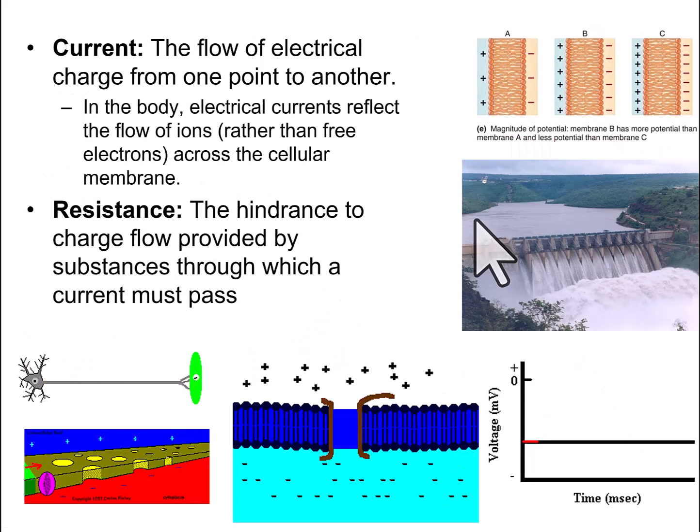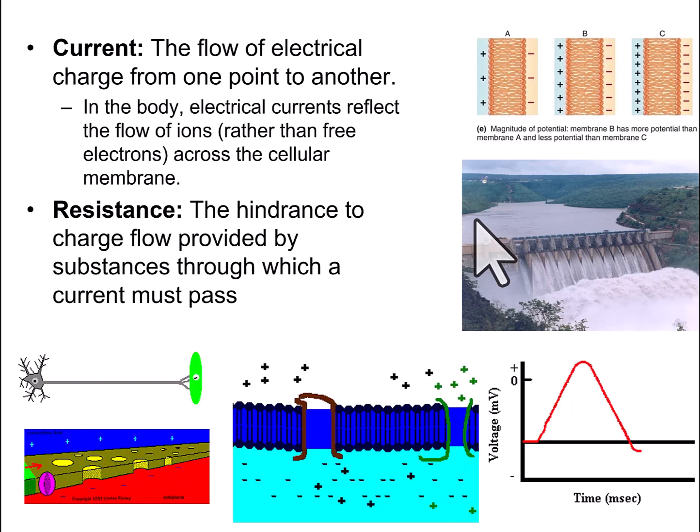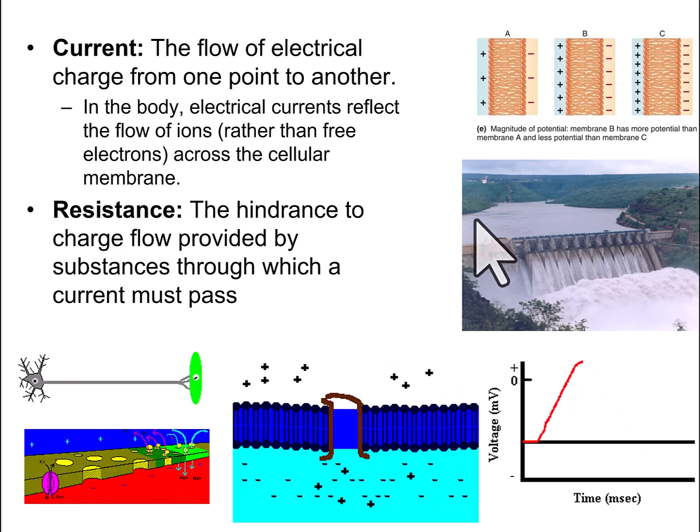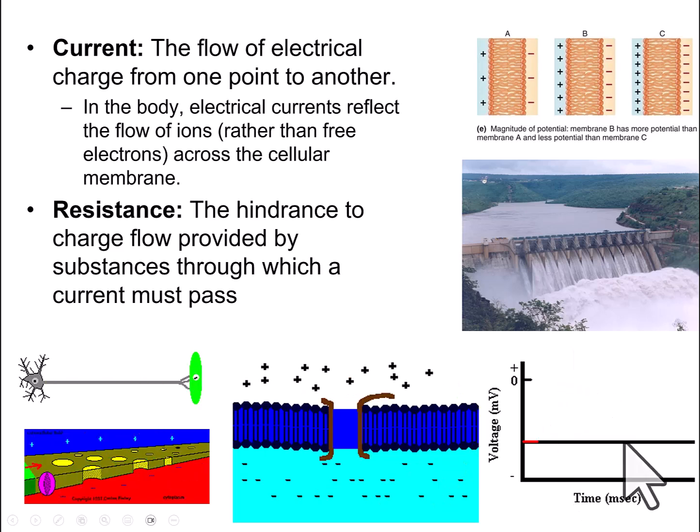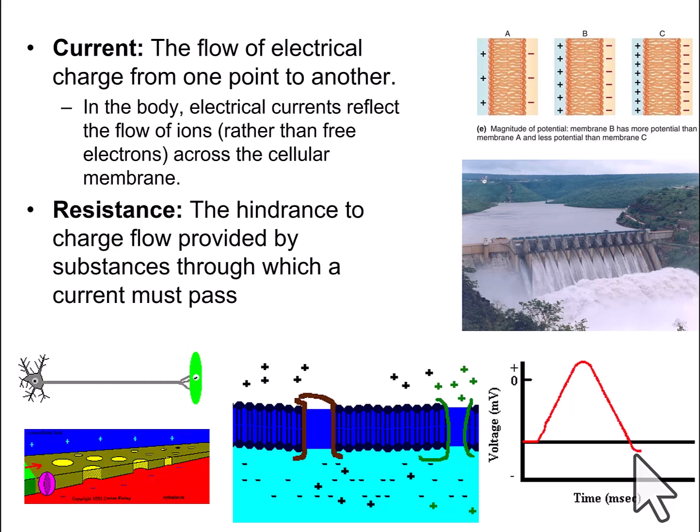Second term you need to know, current. This is the flow of electrical charge from one point to another. In electrical wires, we talk about electrons. In the body, electrical currents reflect the flow of ions rather than free electrons across a cellular membrane. As these ions flow through, here we have sodium flowing in and the potassium flowing out, that's going to give us a change in voltage and a flow of current along these membranes. But it's ions, sodium and potassium, which we've been talking about so far.